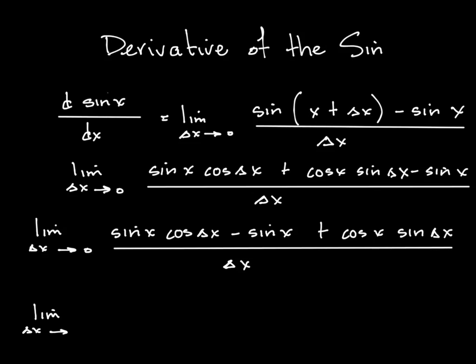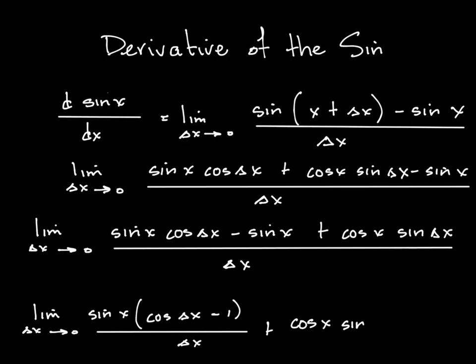Next step will be to simplify the first portion, and we'll factor out the GCF, which is sine x. So we get the sine x times the cosine of delta x minus 1. We'll divide that by the common denominator delta x, and then add cosine x sine delta x divided by delta x. Notice here that I put the delta x under the cosine delta x minus 1 and under the sine delta x.